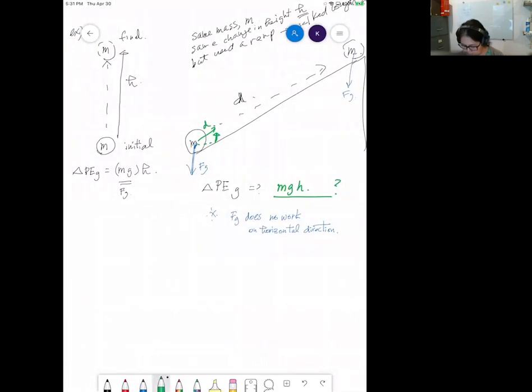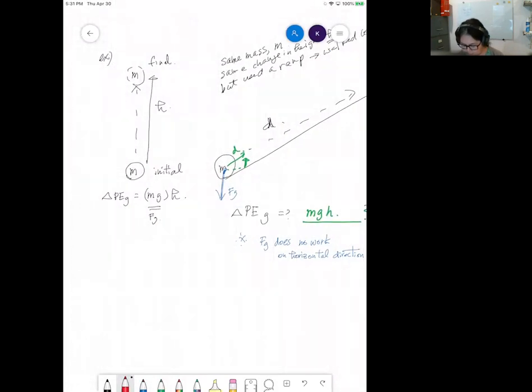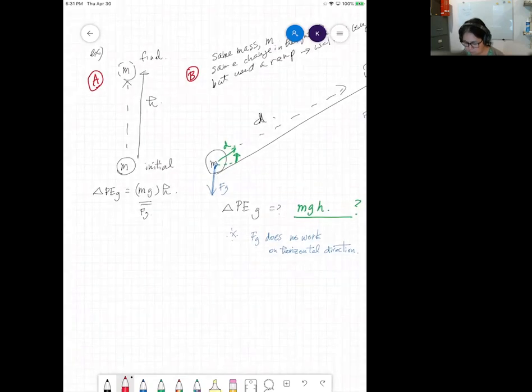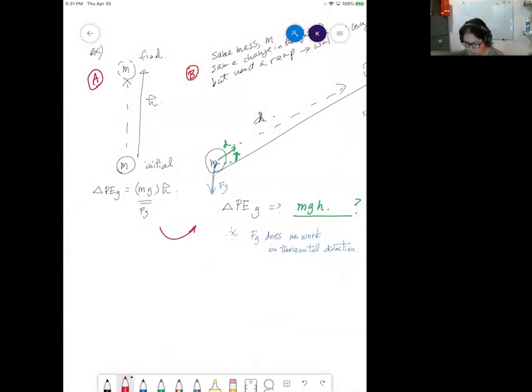So let's say this is case A. Right, still the same. So the change in potential energy is the same, because at the end they only have the same change in height. But why do we sometimes use a ramp? Let's say you're carrying heavy items. Rather than bringing them all the way up vertically, sometimes you prefer using a ramp, right? So it must be doing something different. What is it?